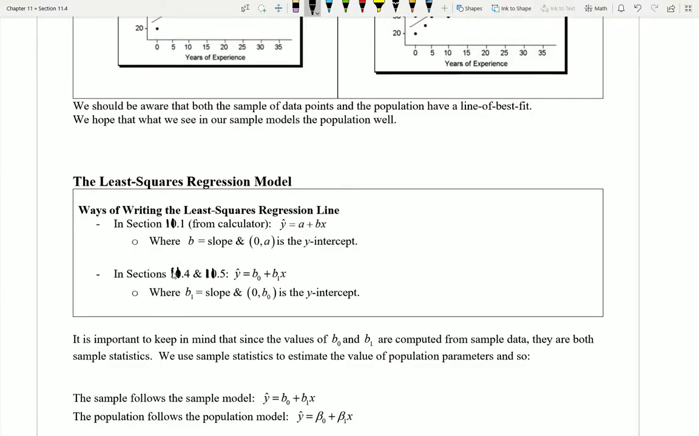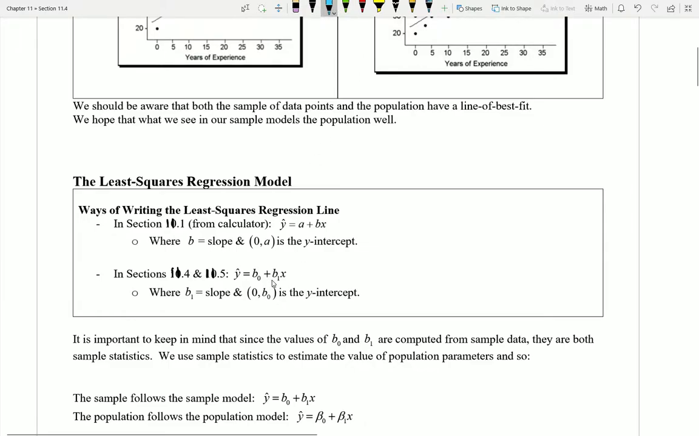Now it seemed like I might have had a small typo in a version of the notes that I had pulled up. You might have already had a fixed version, but this should say that in section 11.1 we found the following line of best fit formula that came right off the calculator. This was our a plus bx. b represented the slope and a was the y-intercept, the y-coordinate.